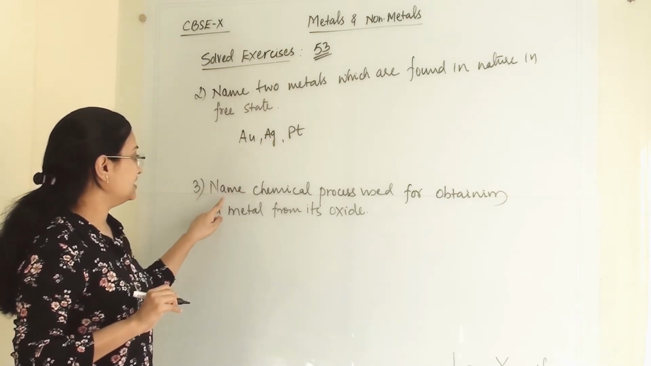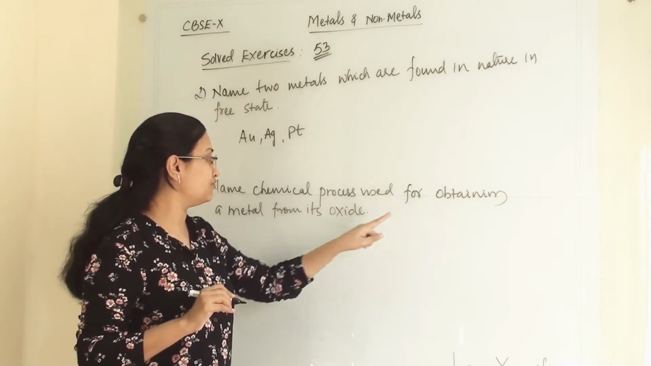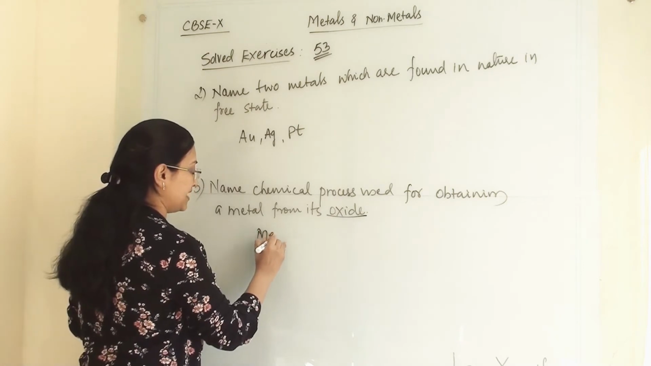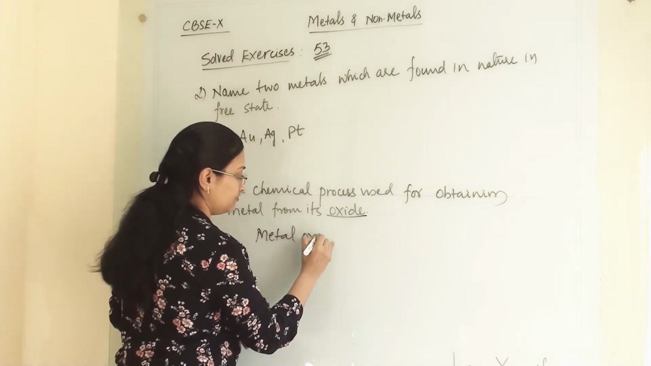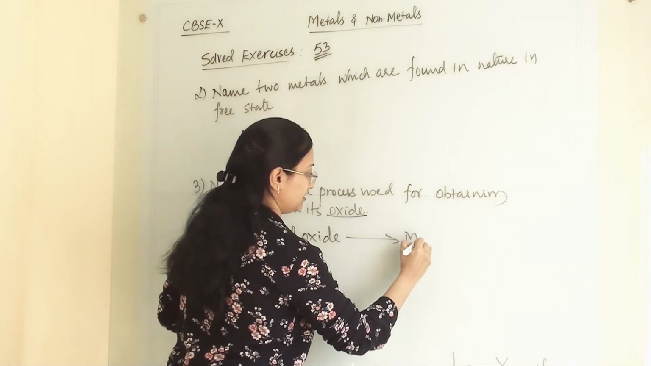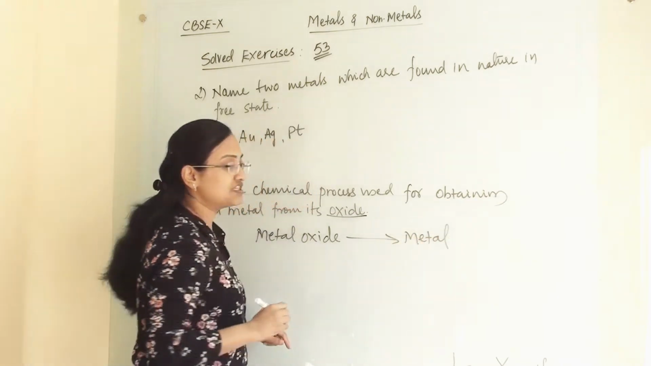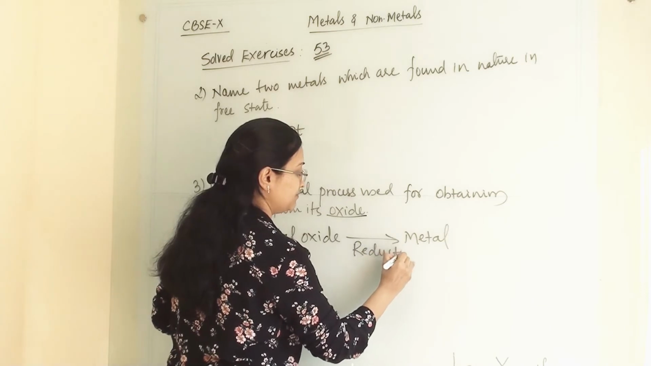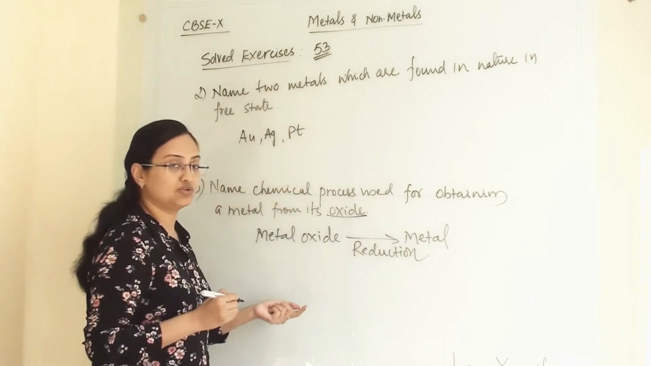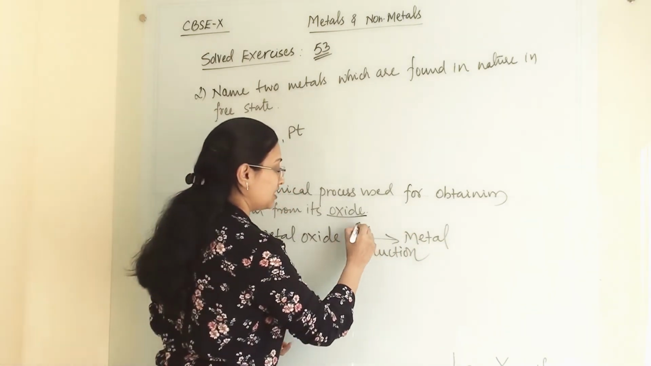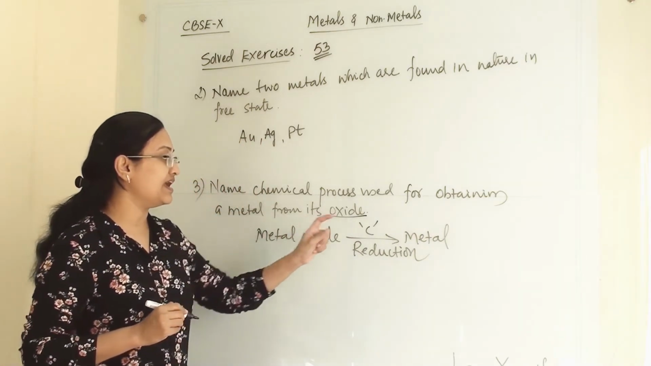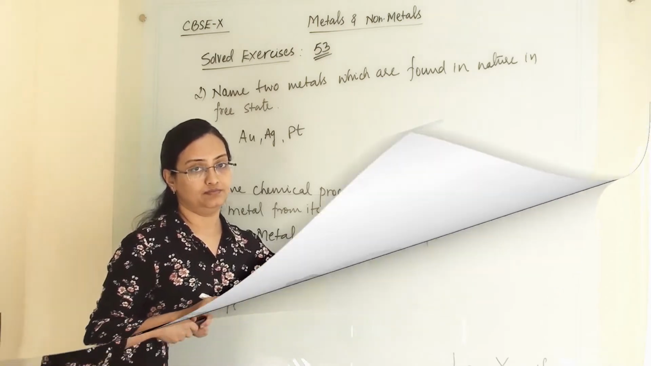Third question: name the chemical process used for obtaining a metal from its oxide. From a metal oxide we want the metal, and for this we perform the reduction step. This process is known as reduction, and with carbon we reduce the metal oxide and we get the metal.